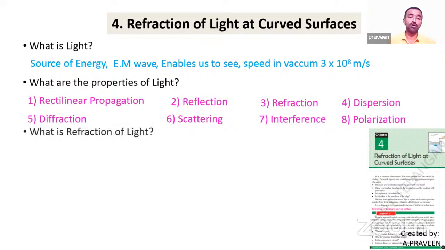So what is refraction of light? Simply, we can say it is a change in the direction of light, which in our regular words we use as bending, changing its direction at a point where it changes its medium, which we call the interface. So bending of a light ray at the interface is defined as refraction of light.